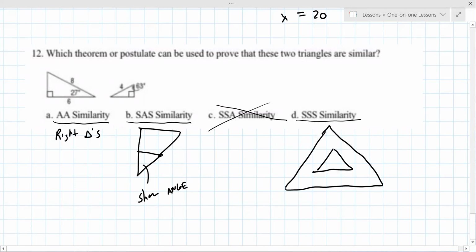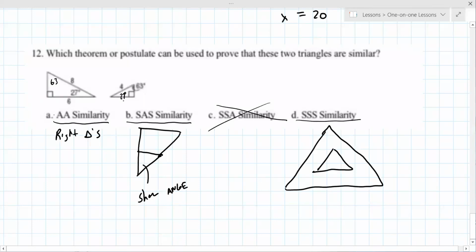They don't share any vertices, but they do share that. So I could go either way on this, because if this is 27, then this is 63. If this is 63 and this is 27 degrees, to me this is either A or B, because you have the angle between the two sides.